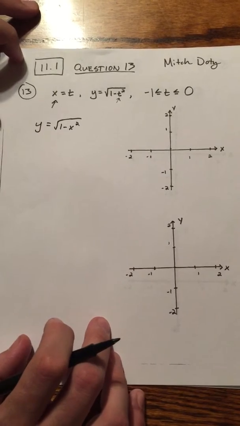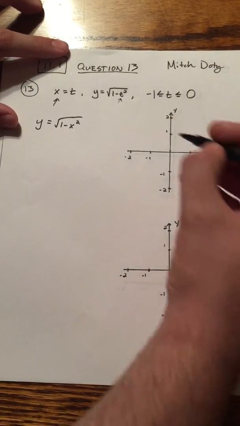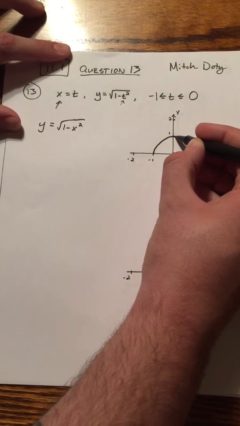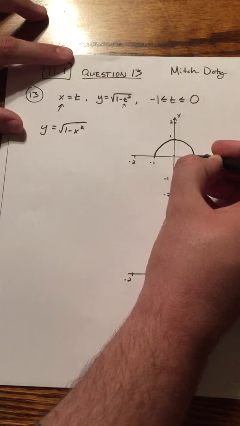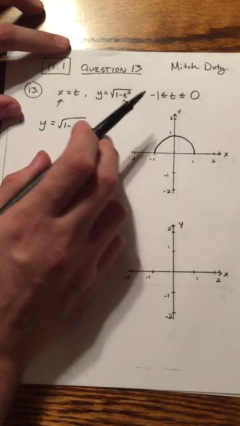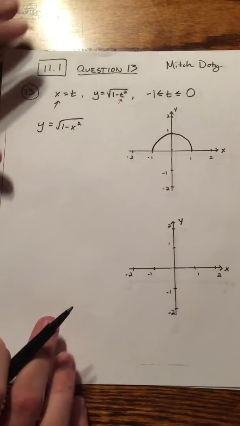Really easy. And when you graph the square root of 1 minus x squared, you get a graph that's a half circle from -1 to 1, like that. However, in this we only want to go from t equals -1 to t equals 0.